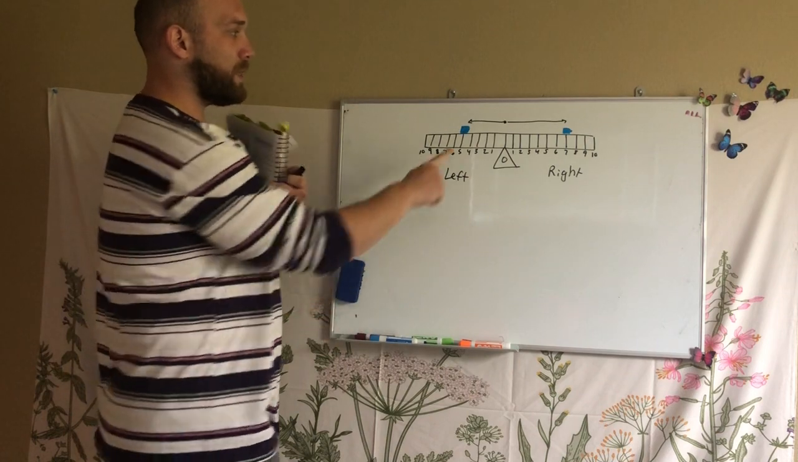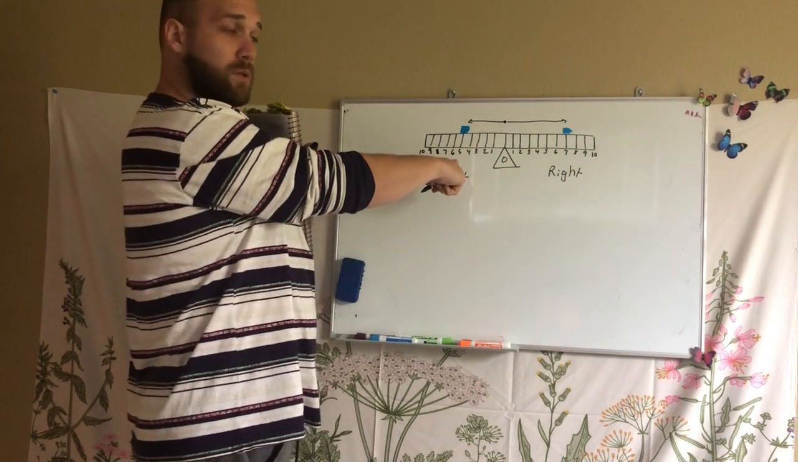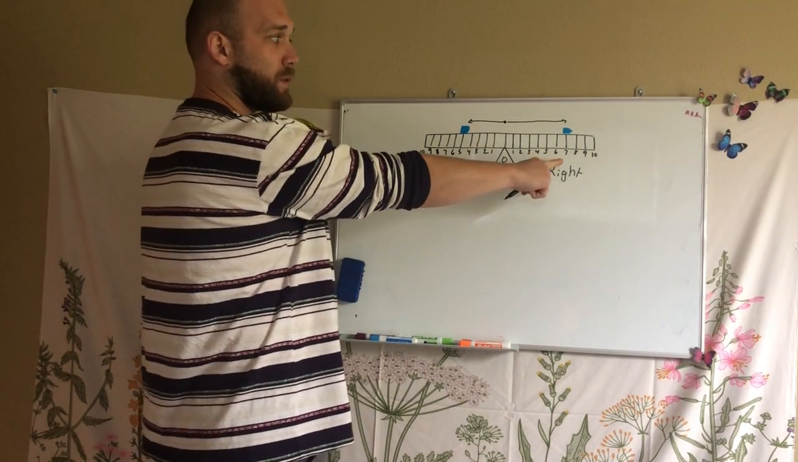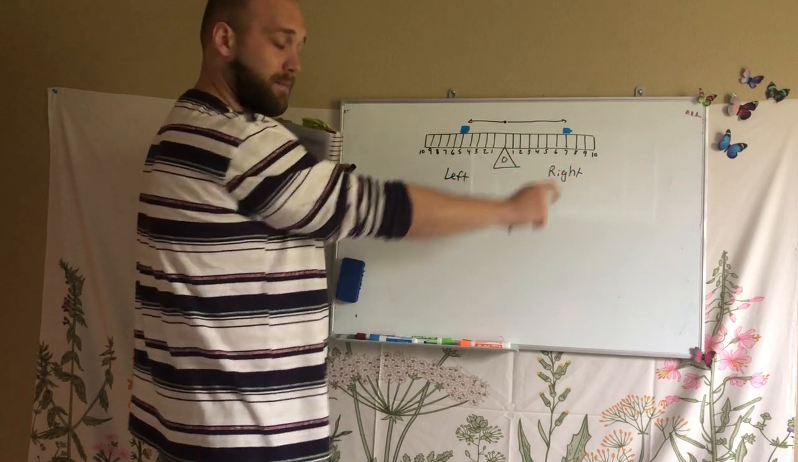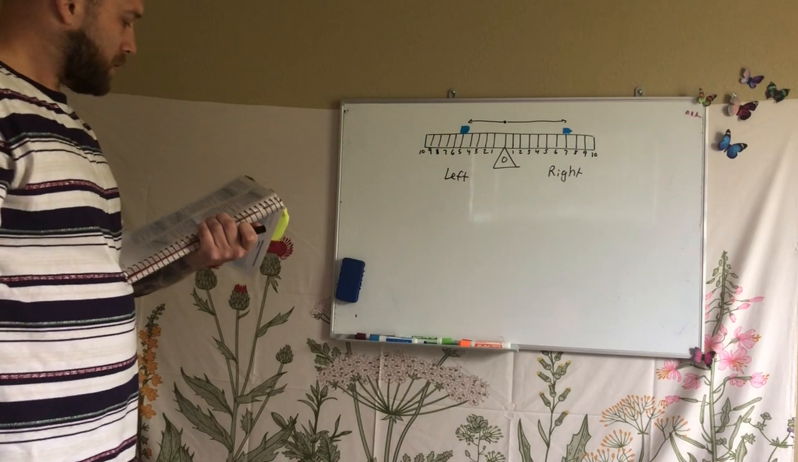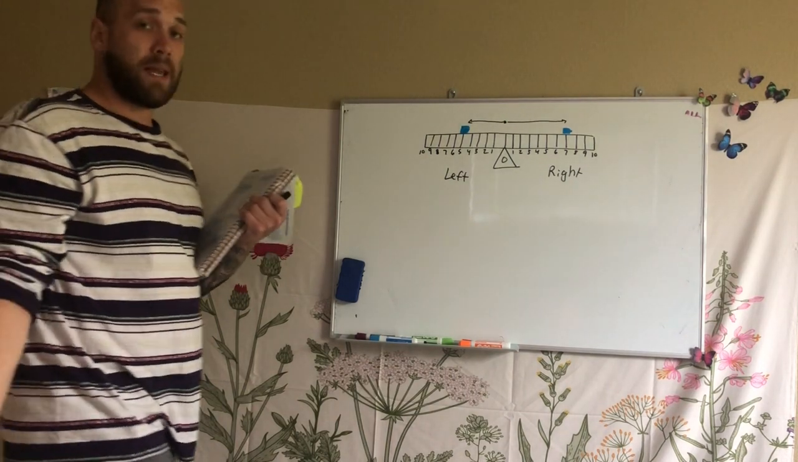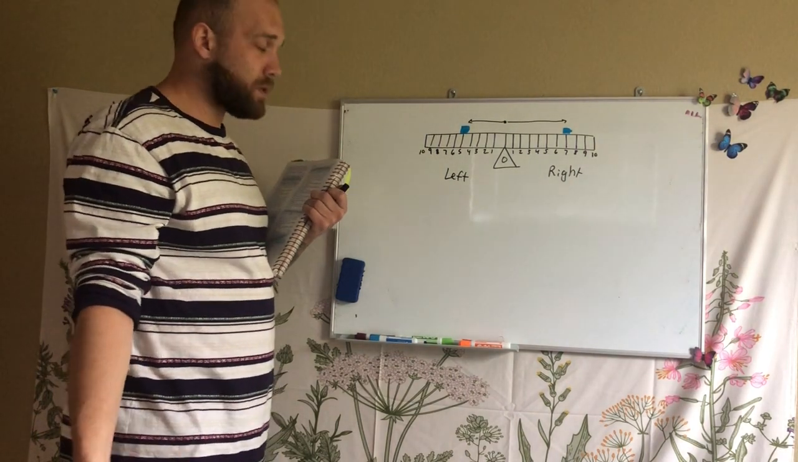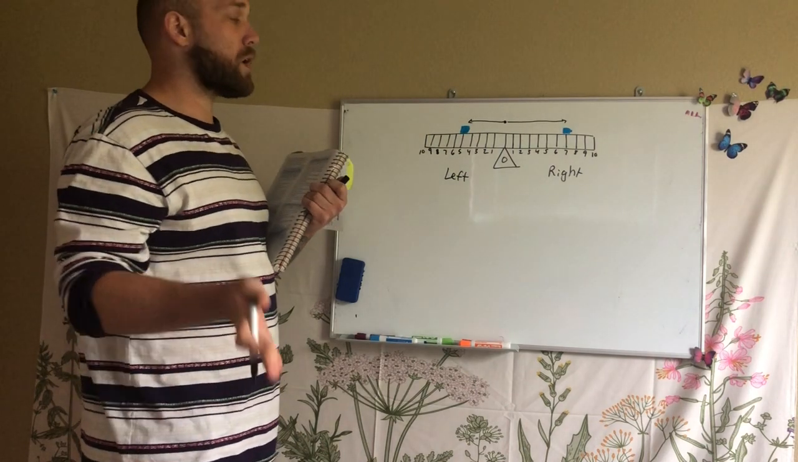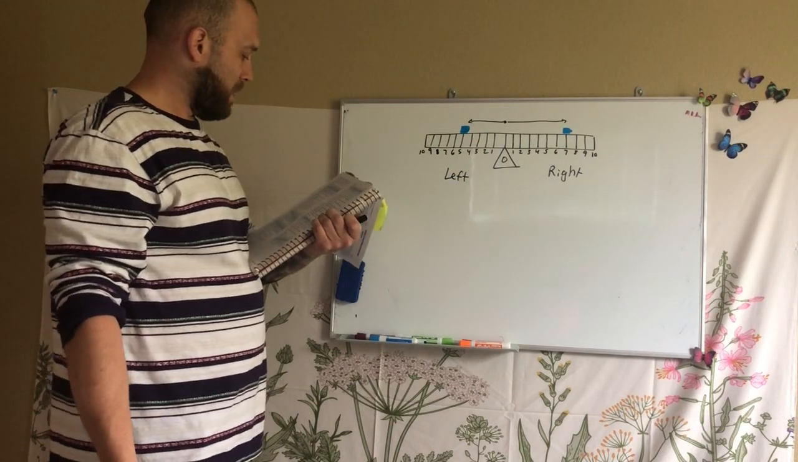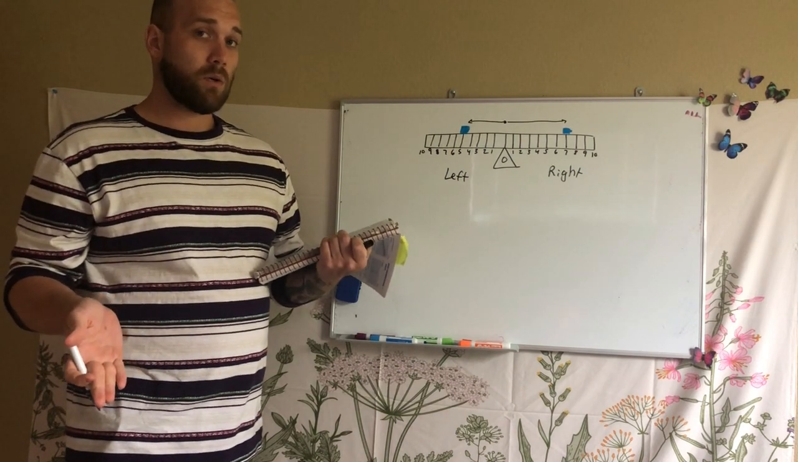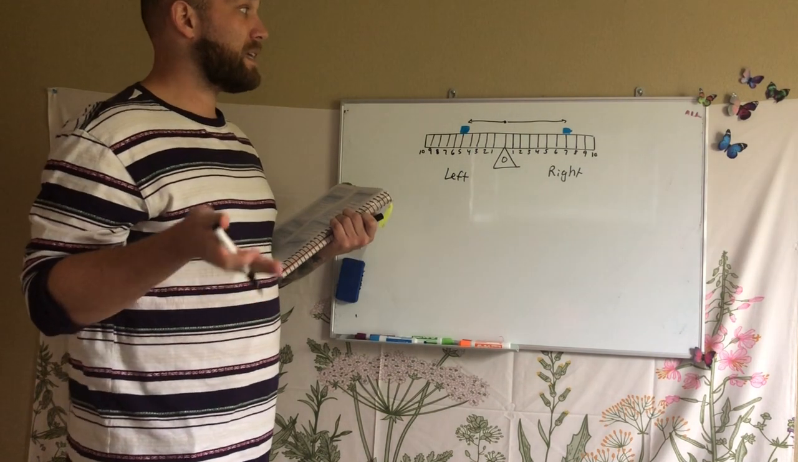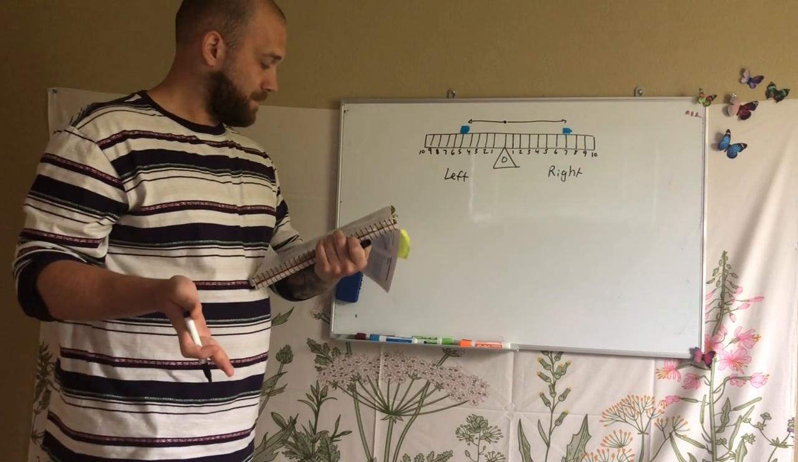So what's the distance for this weight? The distance for this weight is 5. And what's the distance for the right-hand side? The right-hand side has a distance of 7. So, are the distances the same? No, the distances are not the same. So, will the beam balance? No, because one side is farther out than the other.